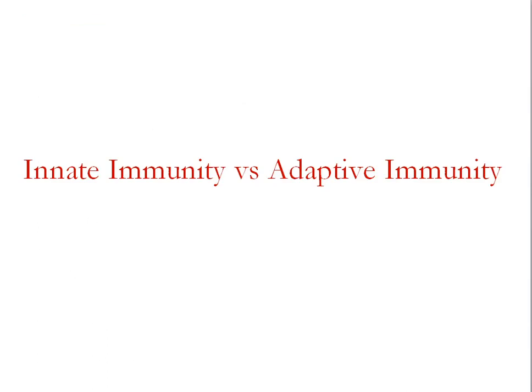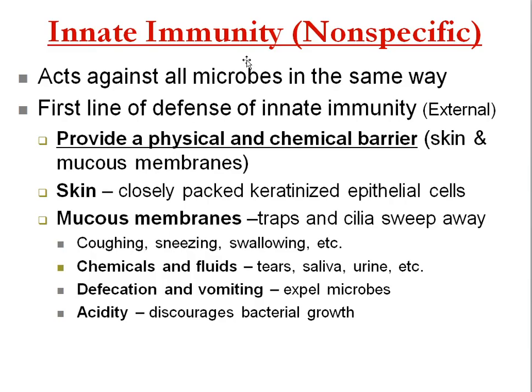All right, now we have to distinguish between innate versus adaptive immunity in a little bit more detail. So we're going to start with innate immunity. Innate immunity is non-specific, and we say this just because it acts against all microbes in the same way. Doesn't matter what it is, if it triggers your innate immunity, it's going to react to it in the exact same way as it does everything else.